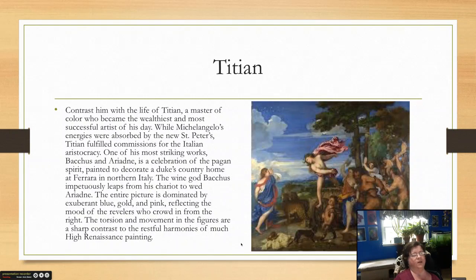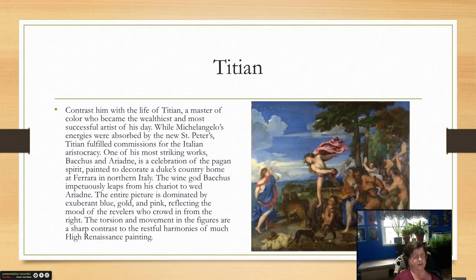Titian. Contrast our last painter, Giorgione, with the life of Titian. A master of color, again, look at these rich colors, who became one of the wealthiest and most successful artists of the day. When Michelangelo's energies were absorbed by the new St. Peter's Cathedral, Titian fulfilled commissions for Italian aristocrats. One of his most famous works, Bacchus and Ariadne, was a combination of the pagan spirit painted to decorate the Duke's country home at Ferrara in northern Italy.